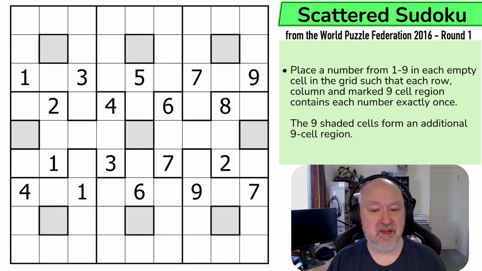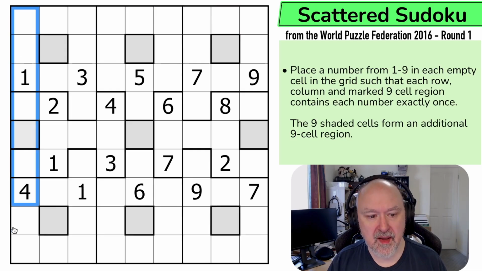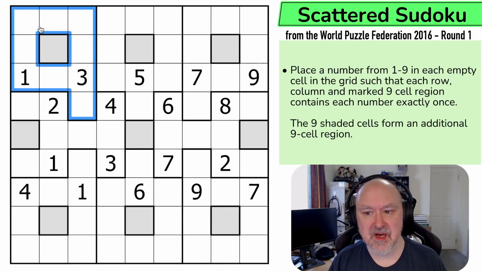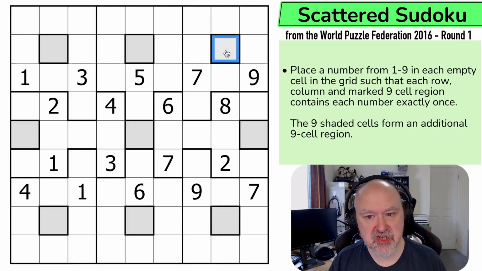So of course, there'll be a link below to this puzzle as well as to the entire World Puzzle Federation archive, but let's have a look at how this one works. We have to place a number from 1 to 9 in each empty cell in the grid, such that each row, each column, and each marked 9-cell region contains each number exactly once. The 9 shaded cells form an additional 9-cell region. So there are 8 of these connected regions, and then there is a separated region, a scattered region, which is why I think this is called scattered Sudoku.